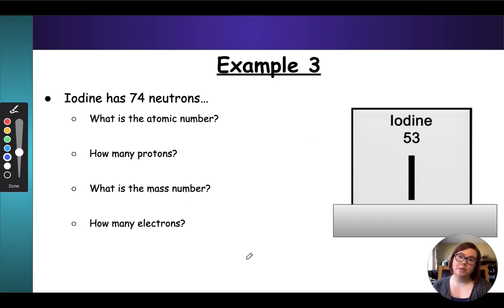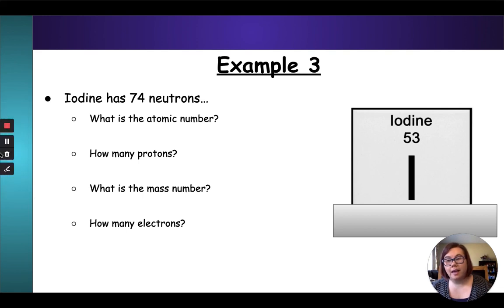Look back at the 2 slides where we talked about reading the periodic table square, because you remember that neutrons are the mass number minus atomic number, and our mass number is protons plus neutrons. Okay, so hopefully that makes sense. Again, make sure that you ask a question if that seems a little bit confusing.